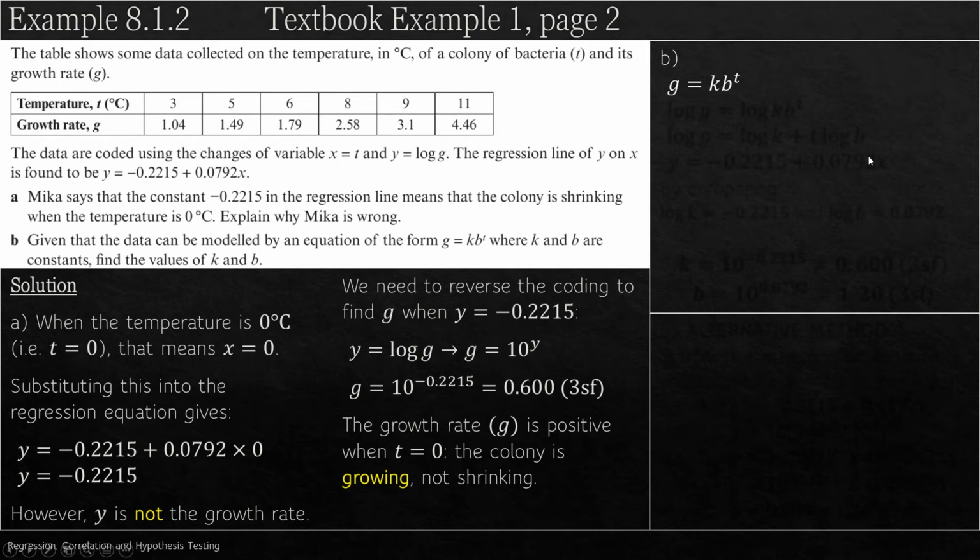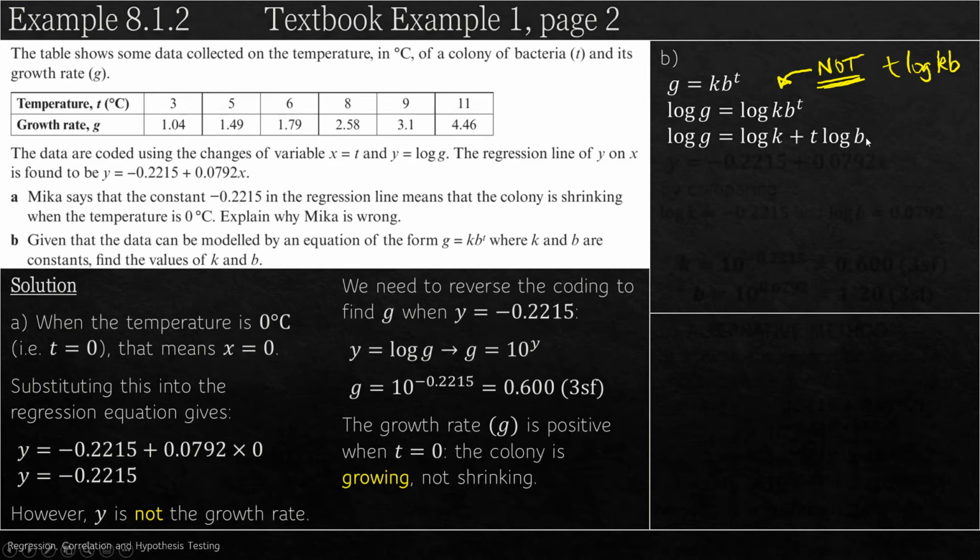So logging both sides, make sure you don't fall into the trap of thinking that we can write the right hand side as t log of kb. We cannot, so don't do that. We can, however, use the addition law of logs, so that right hand side is log k plus log of b to the power t, and then we can use the index law. Log of b to the power t does become t log b.